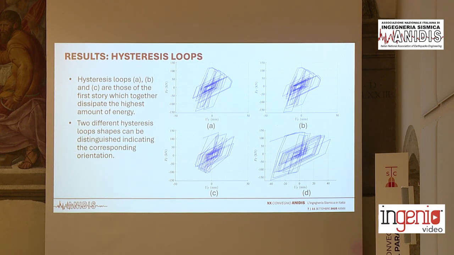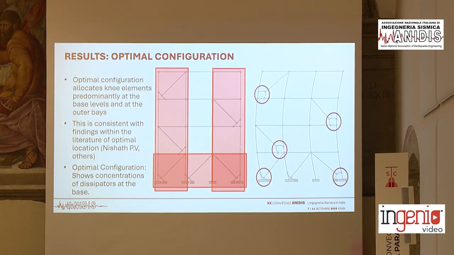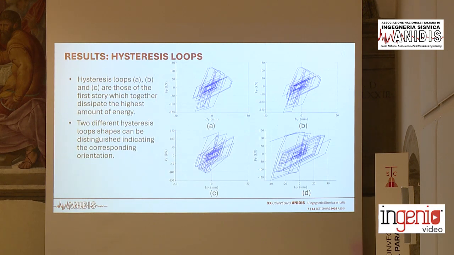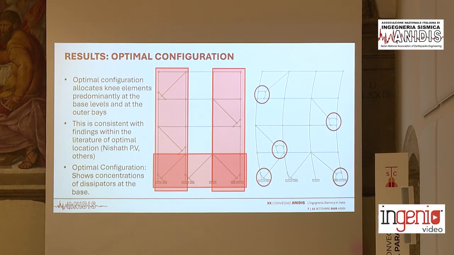Also, here we display the hysteresis loops of the knee braces in the optimal configuration. We have a quasi-similarity between A and B, because they have a similar orientation. They are both those of the first and second at the base. While C and D have the same configuration, they are both left-oriented. It is true D is a little bit larger than C, but it's because it dissipates all the energy of the second level alone.